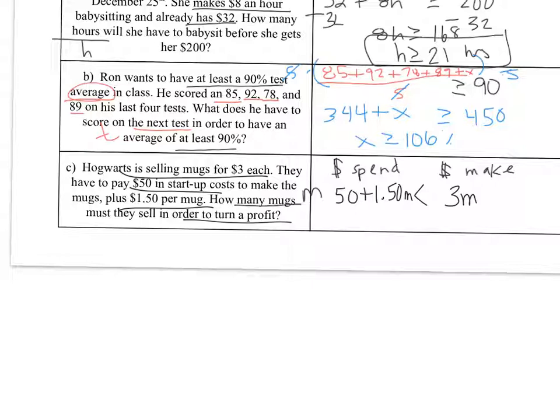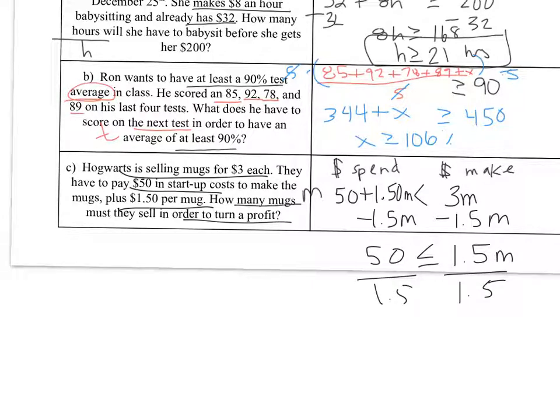So we're going to solve for M, so we're going to subtract 1.5 mugs from each side. So I have 50 is less than or equal to 1.5 mugs. Divide 50 by 1.5, and you get 33.3 repeating. So I don't want to write a repeating mug, so I'm going to write you have to sell at least. I don't want to round to 33 because even if I sell 33, I'm still not going to make more than I spend. So I'm going to round this up to 34 mugs.